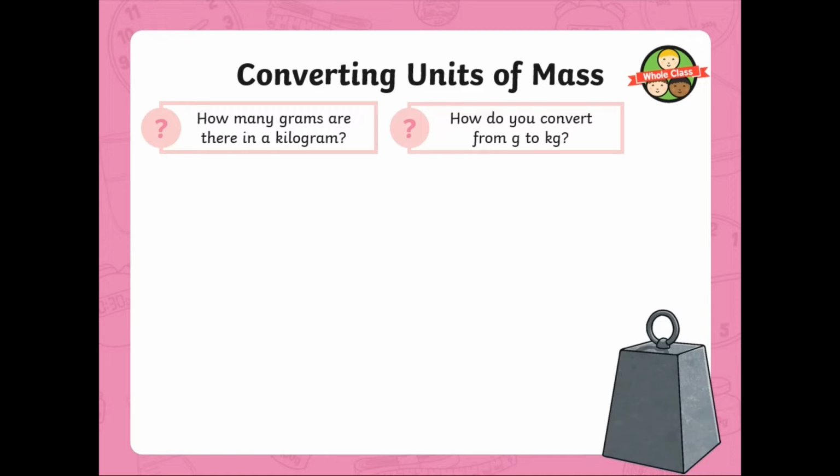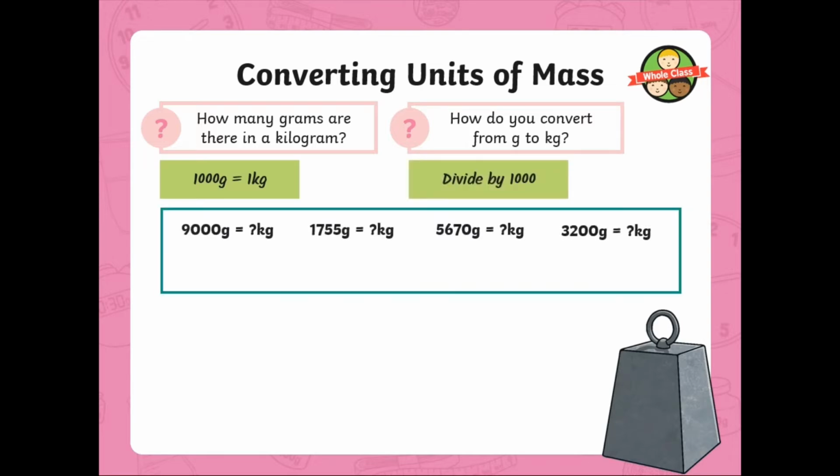Now we're going to be converting from grams to kilograms. So again, remember, 1,000 grams is 1 kilogram. So therefore, if I am going from grams to kilograms, I am not going to be multiplying now. I'm going to be dividing by 1,000. So let's have a look at these ones here. Remember, when you divide by 1,000, everything moves to the right. There's 3 place value zeros there, so I'm going to move 3 places to the right.